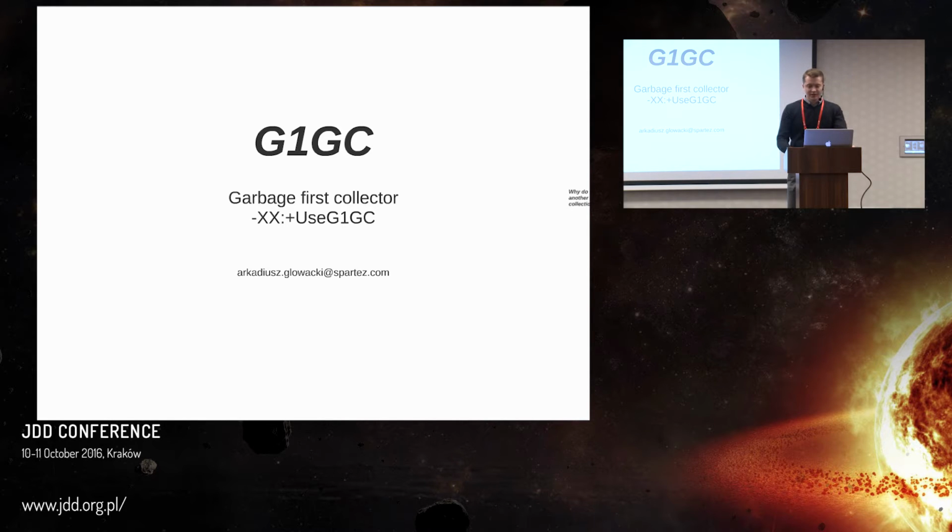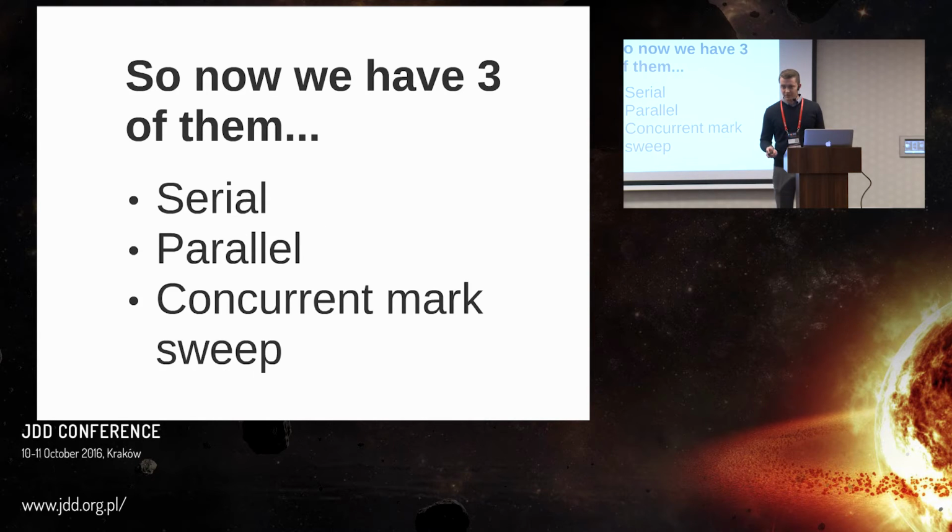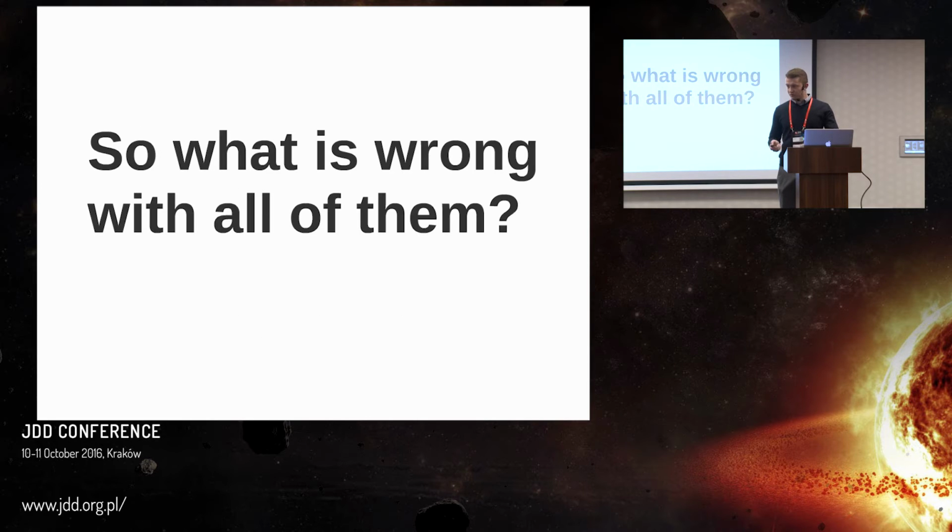Okay, let's start. So probably now some of you are asking yourself this question: why do we need yet another garbage collection algorithm? Because right now we have like 3 of them. Serial, which is the most effective per CPU cycle, parallel, which offers the best application throughput, and CMS, which is working concurrently with application threads. So what is wrong with all of those algorithms that we need yet another one?